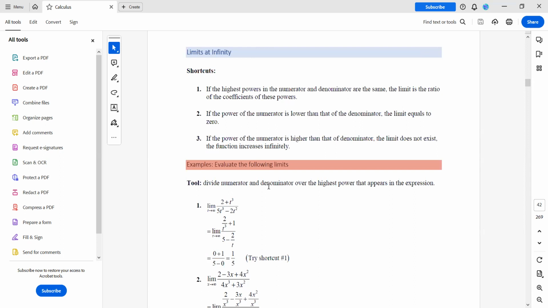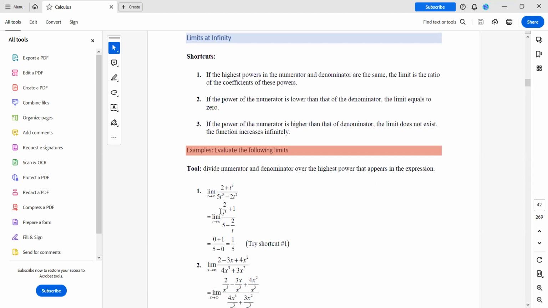So limit also tells you that if the highest power in the numerator and denominator are the same, the limit is the ratio of the coefficients of the powers, right? So if the power of the numerator is lower than that of the denominator, the limit is equal to 0. And if the power of the numerator is higher than that of the denominator, the limit doesn't exist.